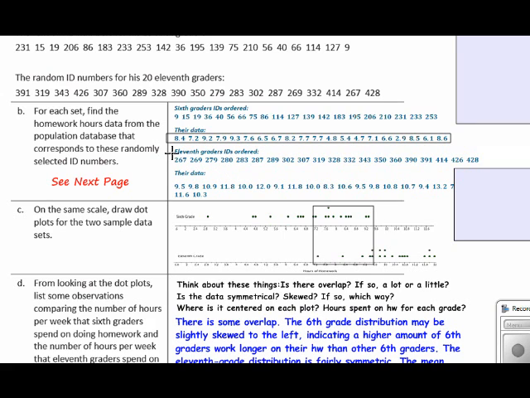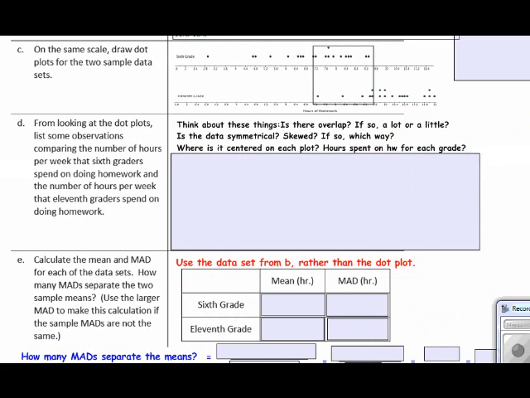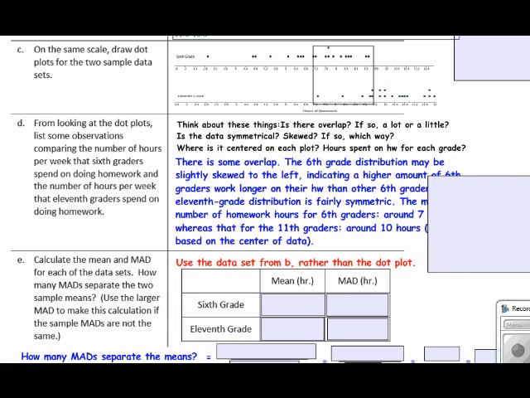And then we'll do the same thing for the 11th grade. And we'll do that for their data on homework, not their ID numbers. The mean time spent on the homework for 6th grade is 7.055. The mean time spent on homework for 11th grade is slightly higher, 10.32 hours per week.